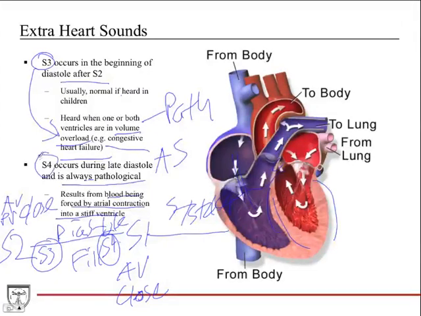You could hear an S4 as well for the same concept: you're overcoming a significant amount of systemic resistance. So again, you can hear an S4 that way. What you're hearing with S4 again is these stiff ventricles receiving blood from the atria, because at the end of diastole the atria will contract, and that'll give an extra kick of blood into the ventricles.